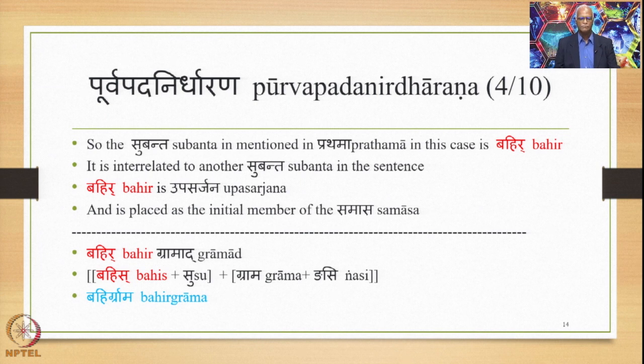And so then we get the derived compound output in the form of bahir grama, where bahis occupies the initial position of the samasa. This is how purvapada nirdharana happens. This is how determination of the initial position within the samasa happens, and this is supported by the rule-based system in the Pāṇinian grammar.